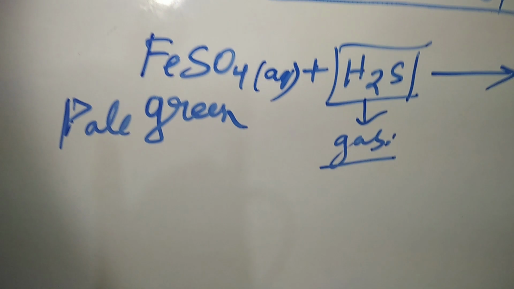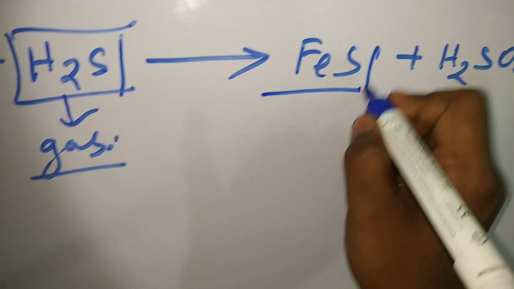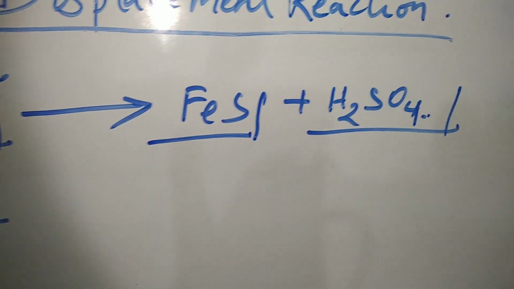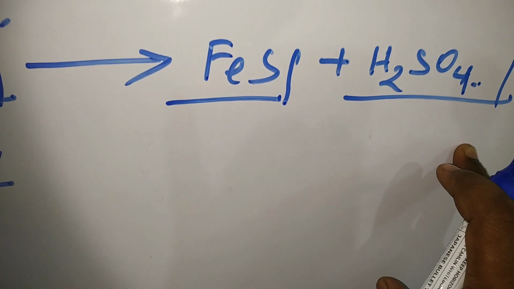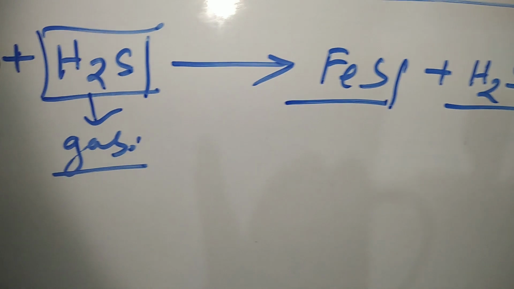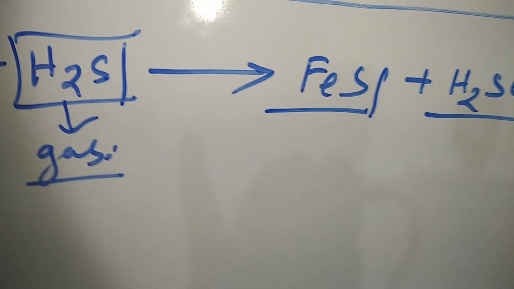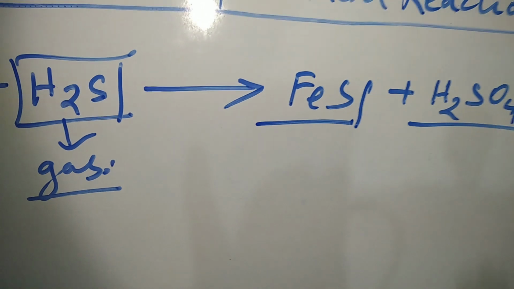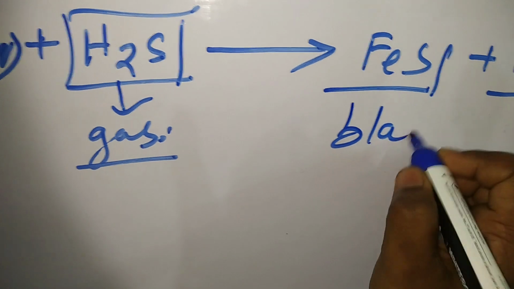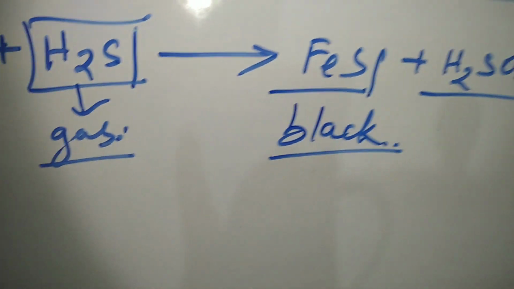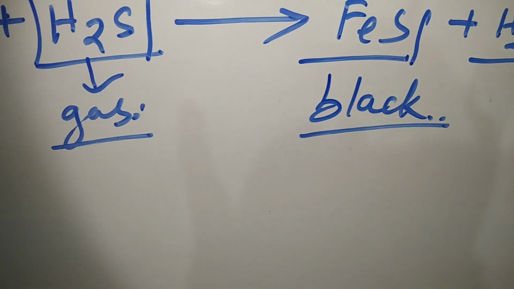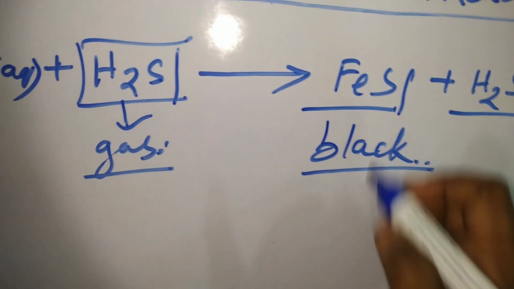Okay, and FeS will form as well as H2SO4. See, H2SO4 is always in the aqueous medium only, so it will not be in precipitate form. This FeS will be in solid state, meaning it will precipitate. And what is the color of FeS? Black. Okay students, sorry, iron sulfide.